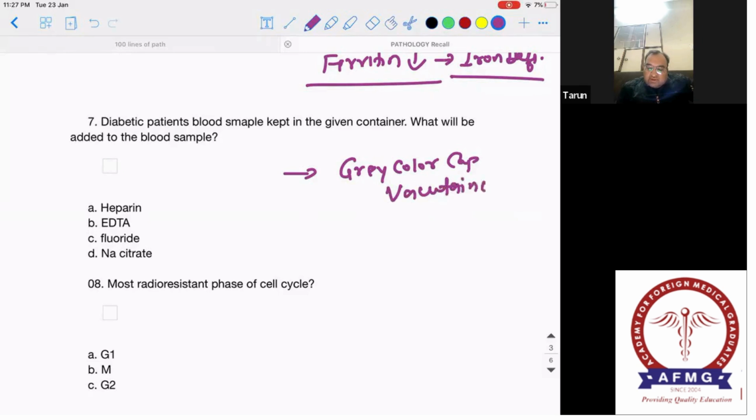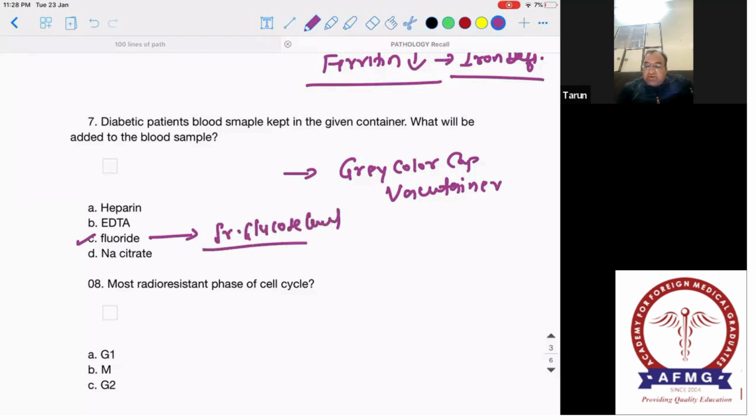So I think they gave you the picture. In the picture there was a vacutainer, and that vacutainer was capped with the gray color cap. The gray color cap tells us what this vacutainer is containing, that is fluoride. And the test we are going to apply on blood taken in those fluoride containing vacutainers will be the serum glucose levels.